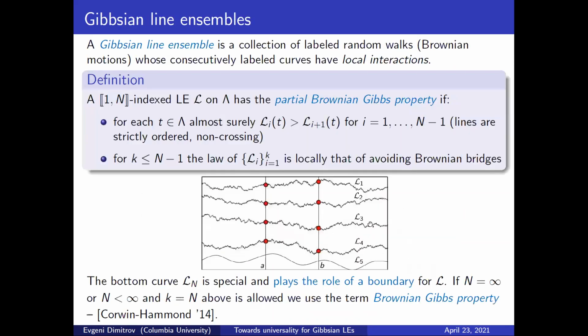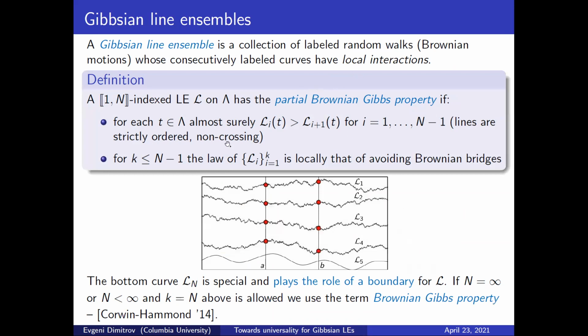Okay, so the next thing is, what is a Gibbsian line ensemble? In vague terms, a Gibbsian line ensemble is just a collection of labeled random walks or Brownian motions whose consecutively labeled curves interact locally. There are many different ways that these curves can interact locally. So I'll just give you a couple of examples to illustrate what I mean by this local interaction.